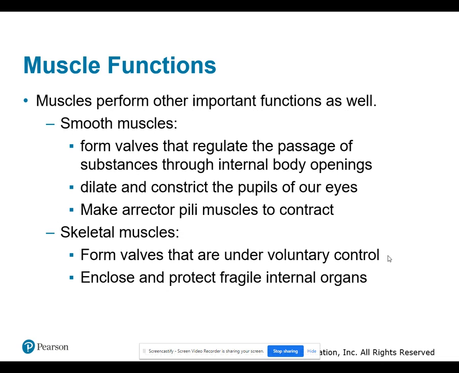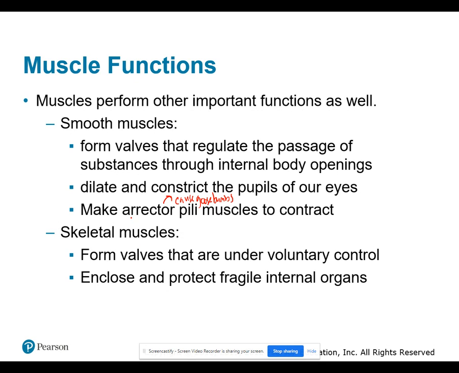It also helps you dilate and constrict the pupils of your eyes. And then the last one, it makes your arrector pili muscles contract. Now, hopefully from the integumentary system, you remember that the arrector pili muscles are found in your skin. And when they contract, they cause goosebumps.